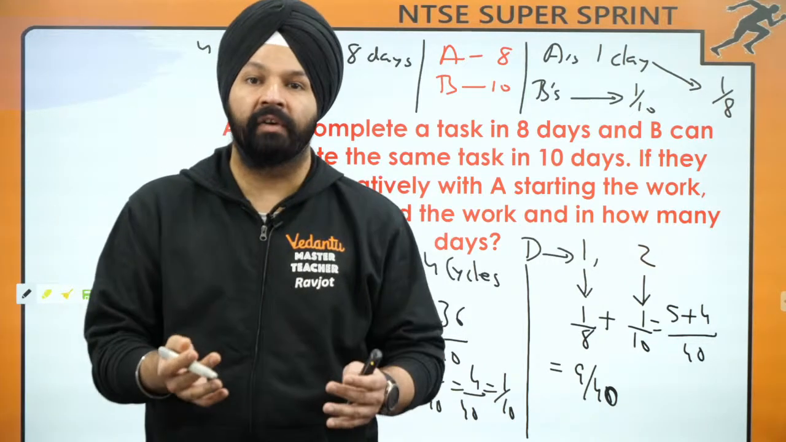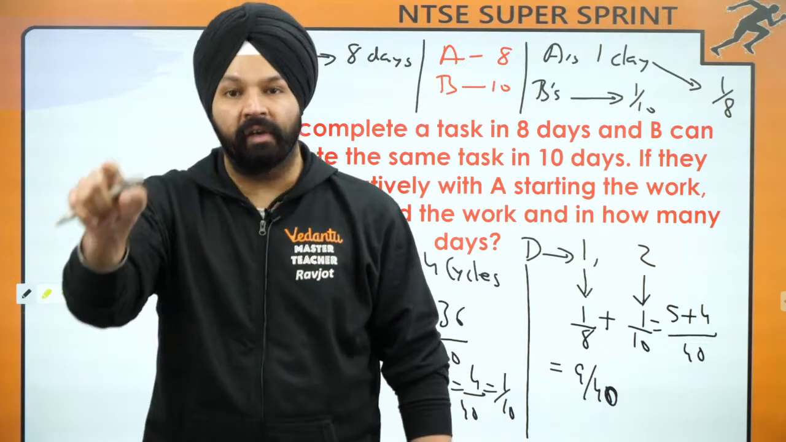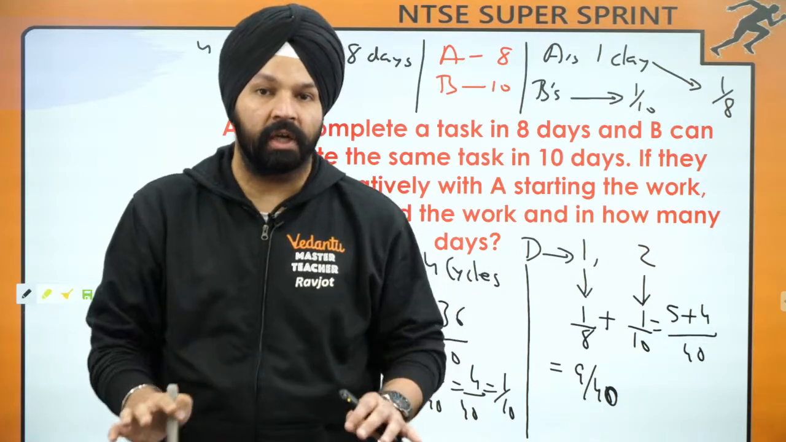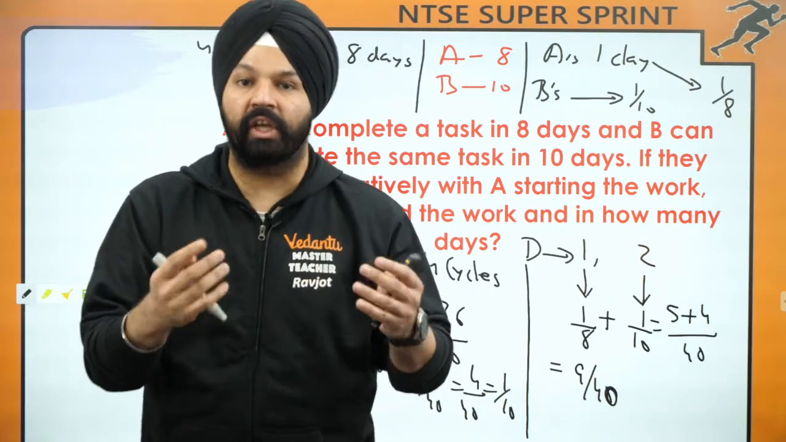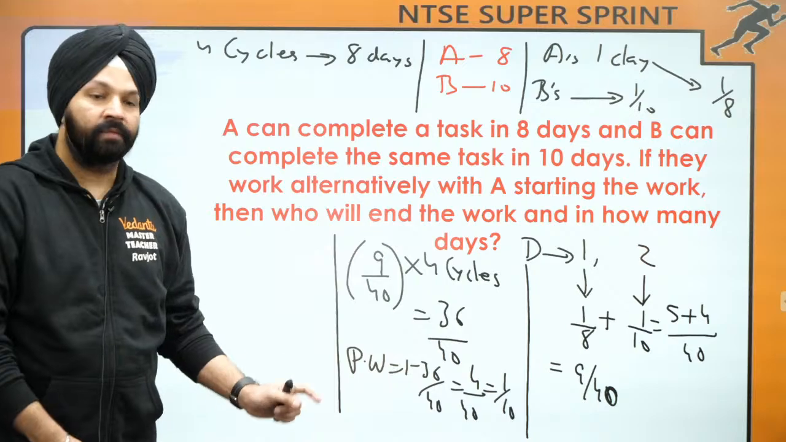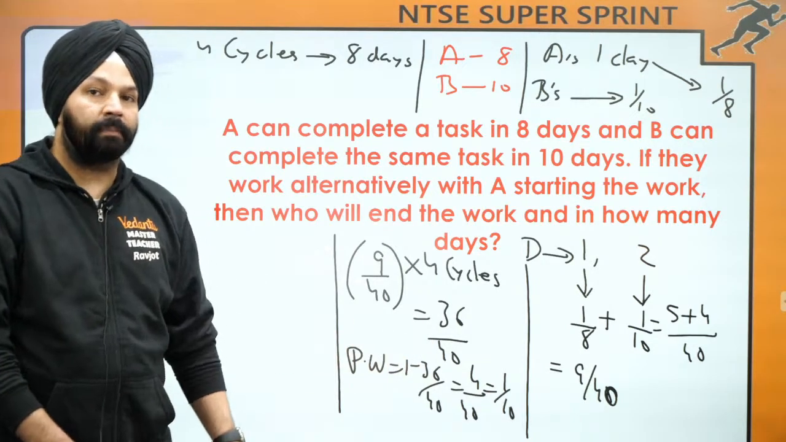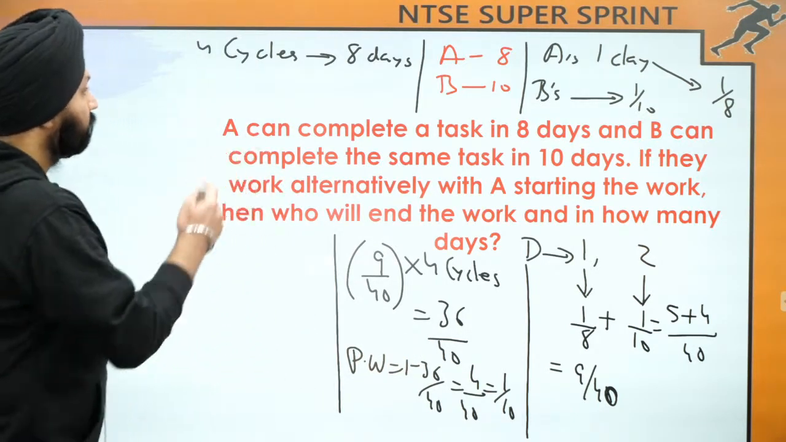Who will be ending the work? A will be ending the work. He will be in position to finish the work. But we need to calculate the exact time. कितनी देर में? 8 days हो चुके हैं. Pending work आपके सामने है. What is that pending work? 1/10.